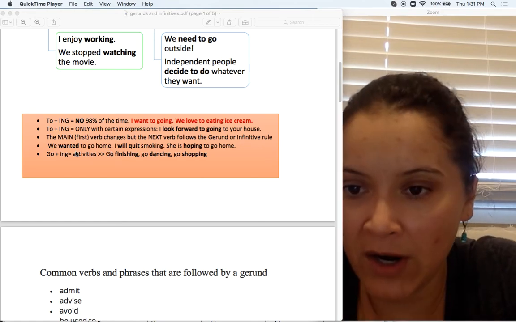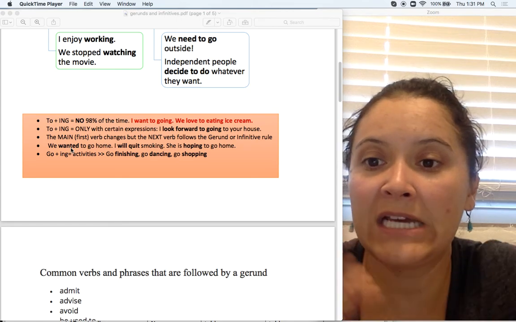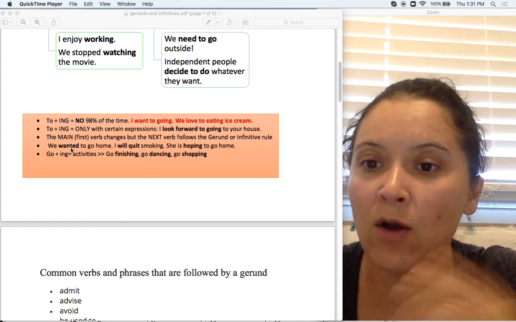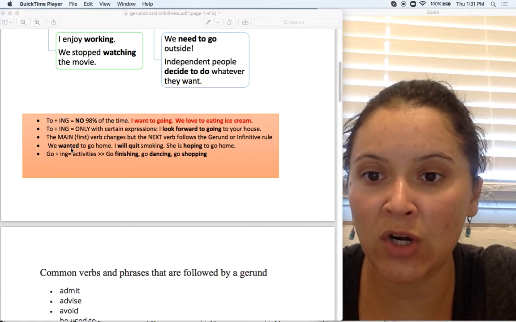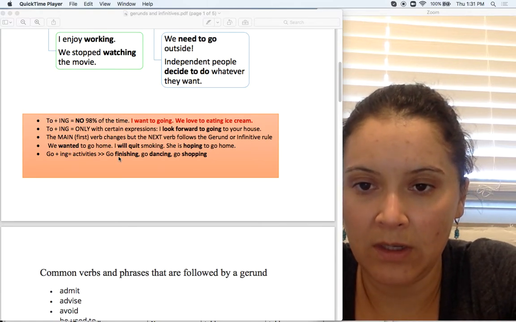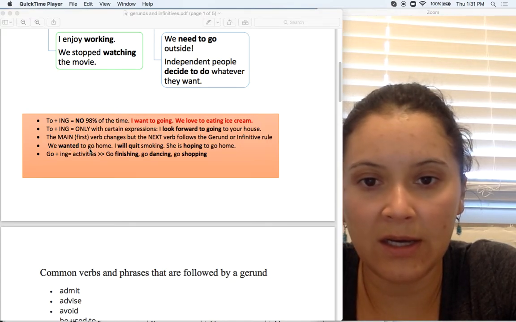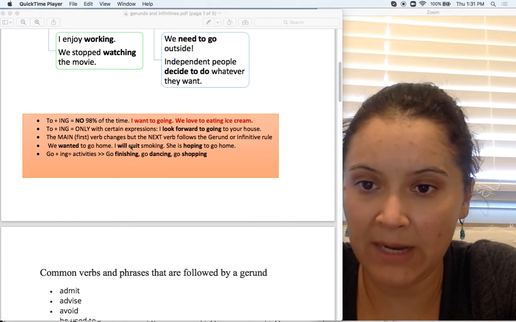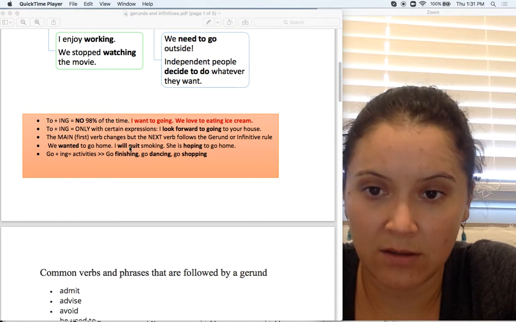So this part over here changes depending on what you're talking about. If it's yesterday, it's past. If it's now, it's present. If it's tomorrow, it's future, etc. So in this case, "want" goes together with an infinitive. But in this other case, we have "quit," right?